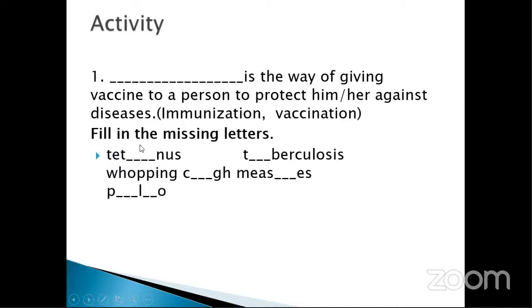This one is tetanus, it is letter A missing here. Tuberculosis, it is letter U missing here. Whooping cough, it is letter O. Then measles, it is letter L. And then here it is letter O and then I, respectively. So it is a matter of spelling them very well. So that is that.